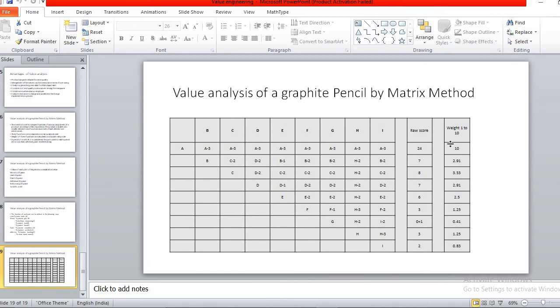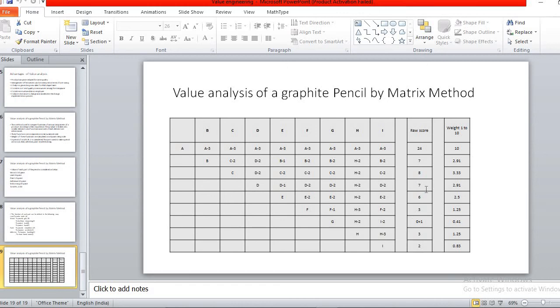Now the weightage for each function we have calculated on a scale of 1 to 10. The highest score for a function is 24, and for this highest score we give weightage as 10. If for 24 it is a 10, for 7 how much? It is 2.92. For 24 it is 10, then for 8 it is 3.33. Like that, for 6 it is 2.5, and for 1 it is 0.42.